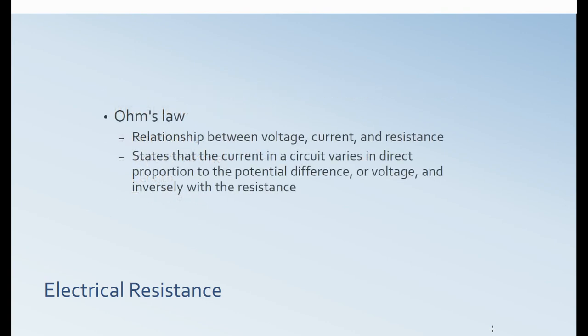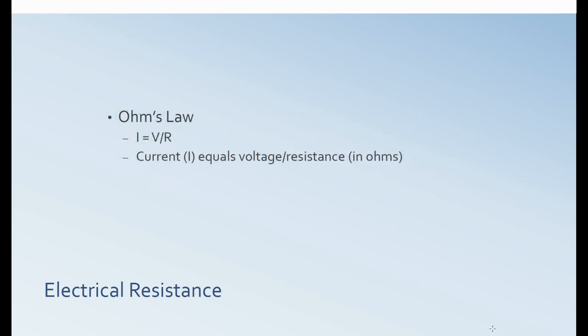The ohm is named for a scientist named George Ohm, who studied electricity and created Ohm's law, which states the relationship between voltage, current, and resistance. This law states that in a circuit, the current will vary in direct proportion to the potential difference, or the voltage, and inversely with the resistance. So the more voltage, the more current, but the more resistance, the less current. We can state this as I equals V divided by R. That just means our current is going to equal our voltage divided by our resistance.